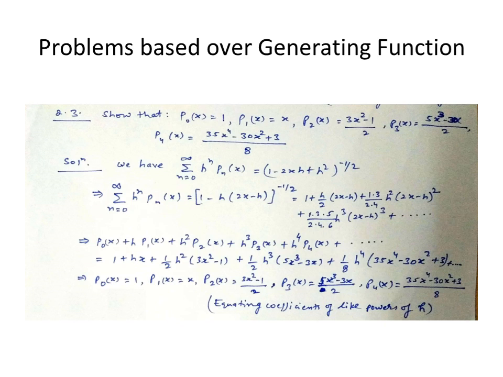P0(x) equals 1 came as equating coefficients of h power 0. P1(x) equals x obviously came as equating coefficient of h power 1, and similarly by equating coefficients of higher powers of h, we obtained results for P2, P3, P4. And in the similar fashion, we can find P5(x), P6(x), etc. if required.